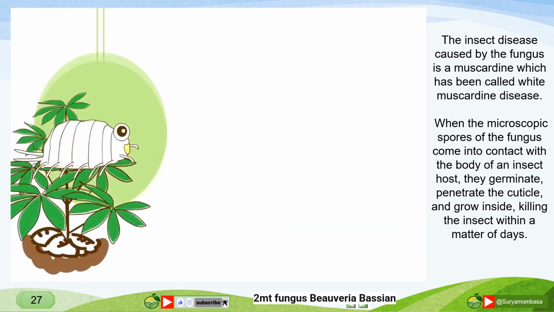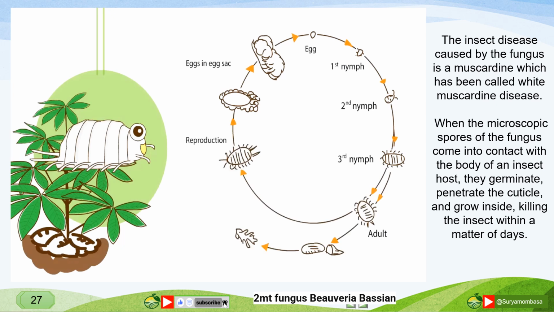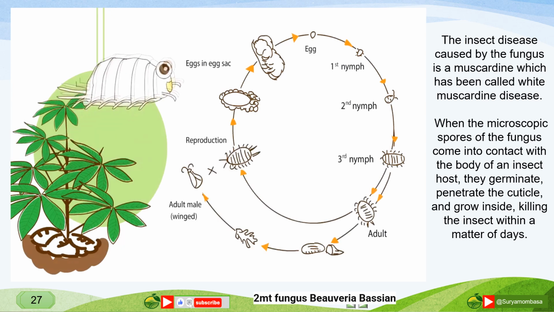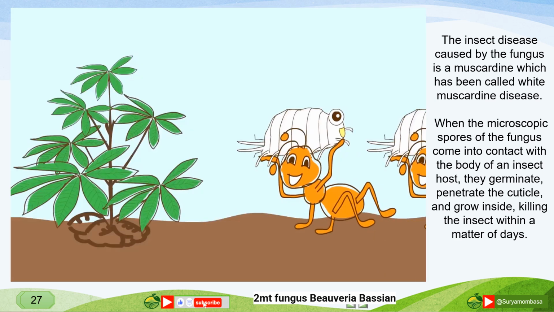Mealybug is an important insect pest of cassava in Thailand. Adult mealybugs can lay 100 to 500 eggs in egg sacs, which develop into the first nymphal stage within 8 days. The nymphs molt 3 times, so the insect has a life cycle of 21 days.